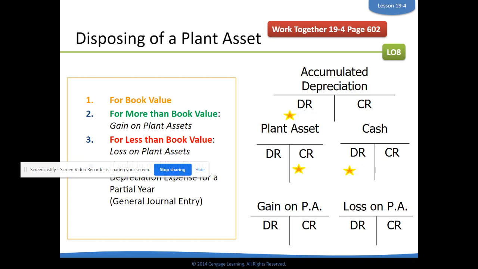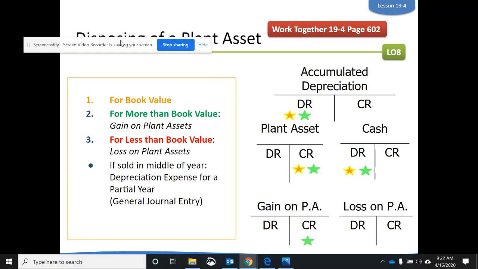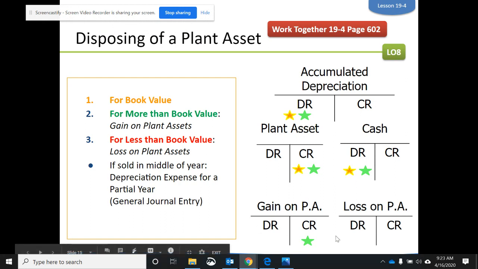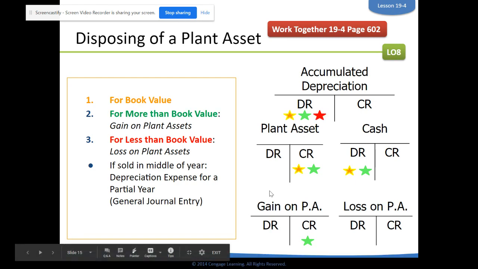So if you get rid of an asset for more than its book value, the green over here tells you that you're going to have a debit for accumulated depreciation, always, okay? You're going to credit the plant asset, always. You're going to debit cash, always, right? But you actually are going to have a gain on the plant asset as a credit because that's considered income, right? And income has a credit normal balance, it's owner's equity, and that's going to increase it.